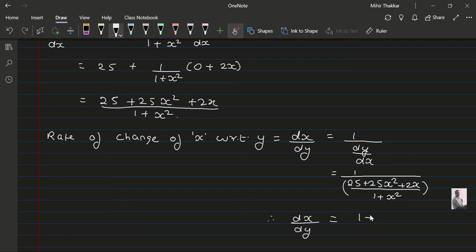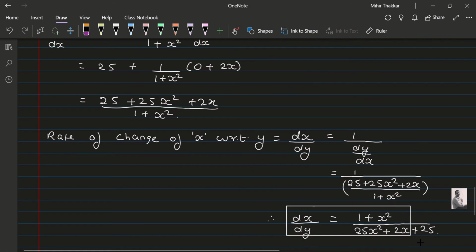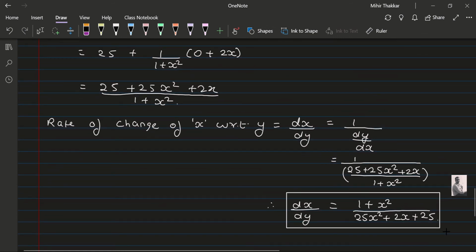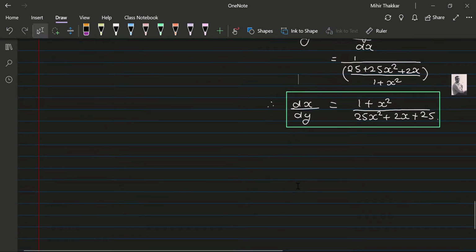So finally when we take the reciprocal, we get dx upon dy equal to 1 plus x square, and when we arrange the terms of the denominator in the proper order, it will be 25x square plus 2x plus 25. So guys, that's the required answer for your dx by dy. So that ends our question number 1.